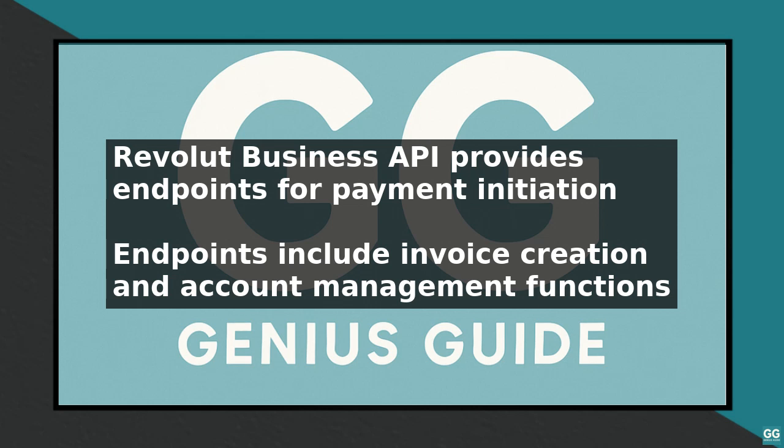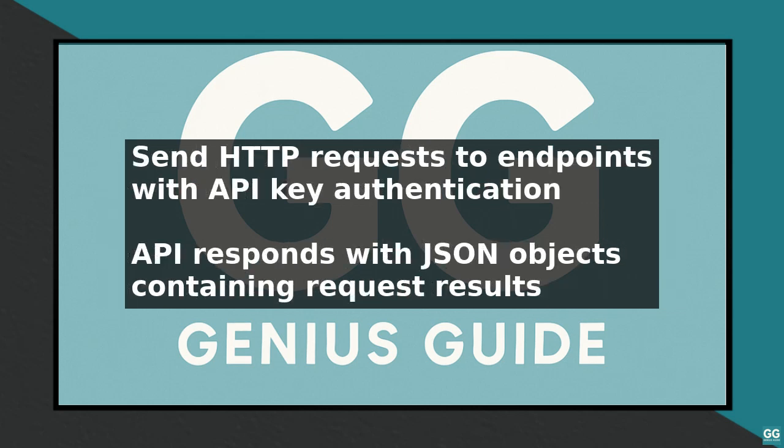Best practices. When using Revolut Business API, it is essential to follow best practices to ensure security and efficiency. You should always use a secure connection to send API requests and never share your API key with anyone. You should also handle errors and exceptions properly to prevent disruptions to your business operations.